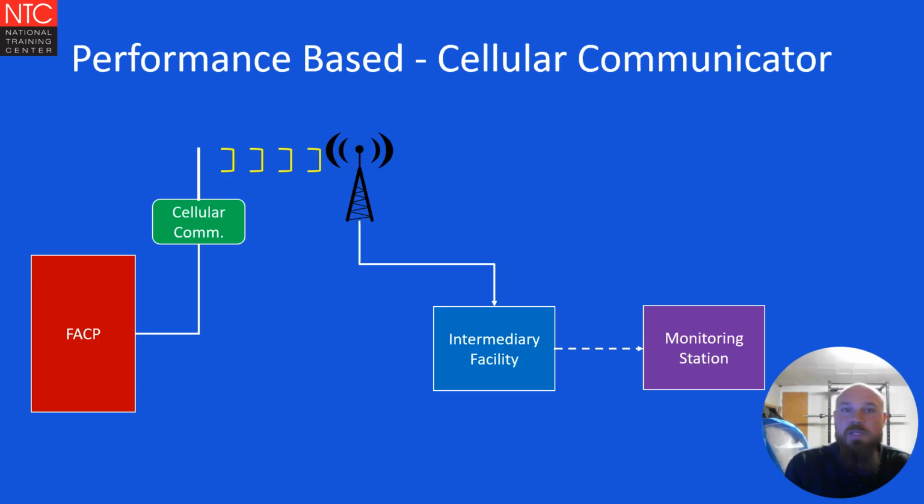The next method that we see that is performance-based is going to be a cellular communicator. And just like how we all use our cell phones, that's exactly what happens. The panel will send its signal to a cellular communicator, which will then utilize the cell towers to send its message to the monitoring facility.